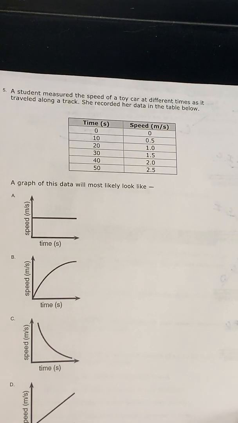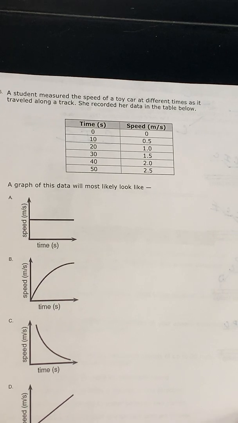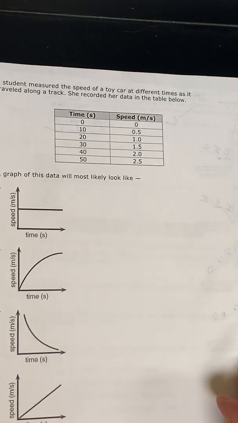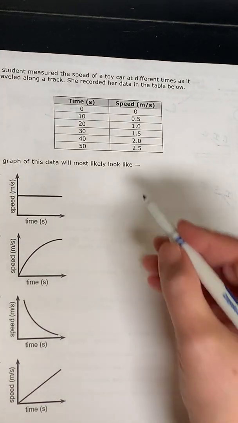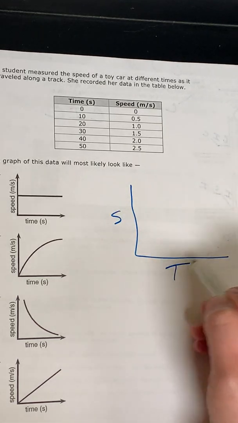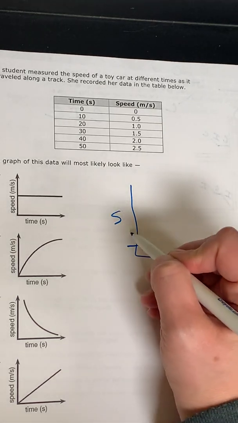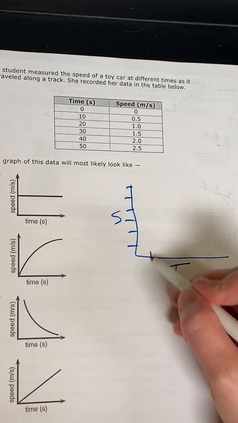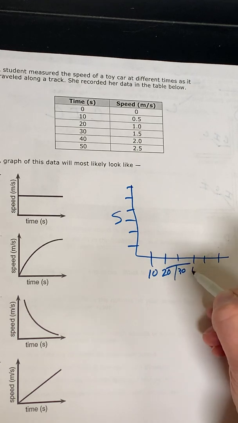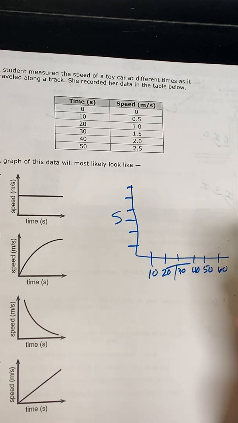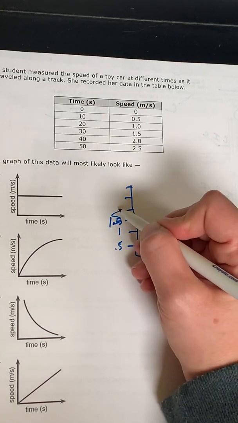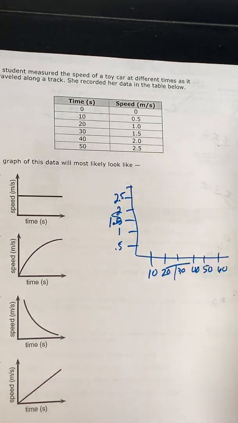A student measured the speed of a toy car at different times as it traveled along the track. She recorded her data in the table below. Which of these graphs does it most likely look like? Well, if I wanted to graph this real quick, this is a speed time graph, okay? Each one is going to represent 0.5, and this one's going to represent 10. So it'll be 10, 20, 30, 40, 50, 60. And then 0.5, 1, 1.5, 2, 2.5, okay?